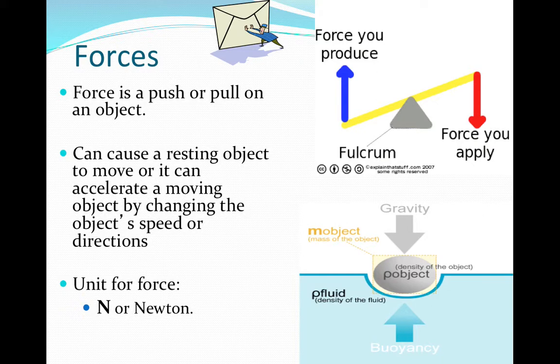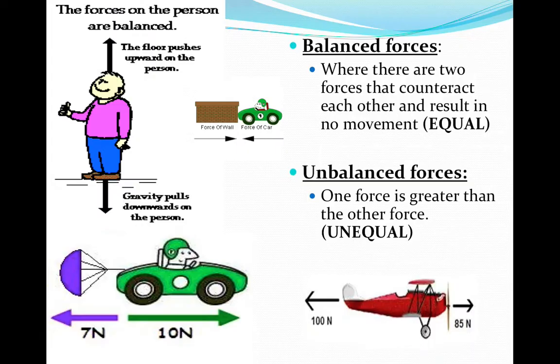So if you're sitting down, or standing still in the hallway, and someone comes up and pushes you out of the way, it's going to cause you to move. And basically you're going to move in the direction that the force is applied on you. So if someone comes behind you and pushes you, you're going to move forward. It can accelerate an object by changing its speed, or it could change its direction. The unit that forces are measured in is called a Newton.